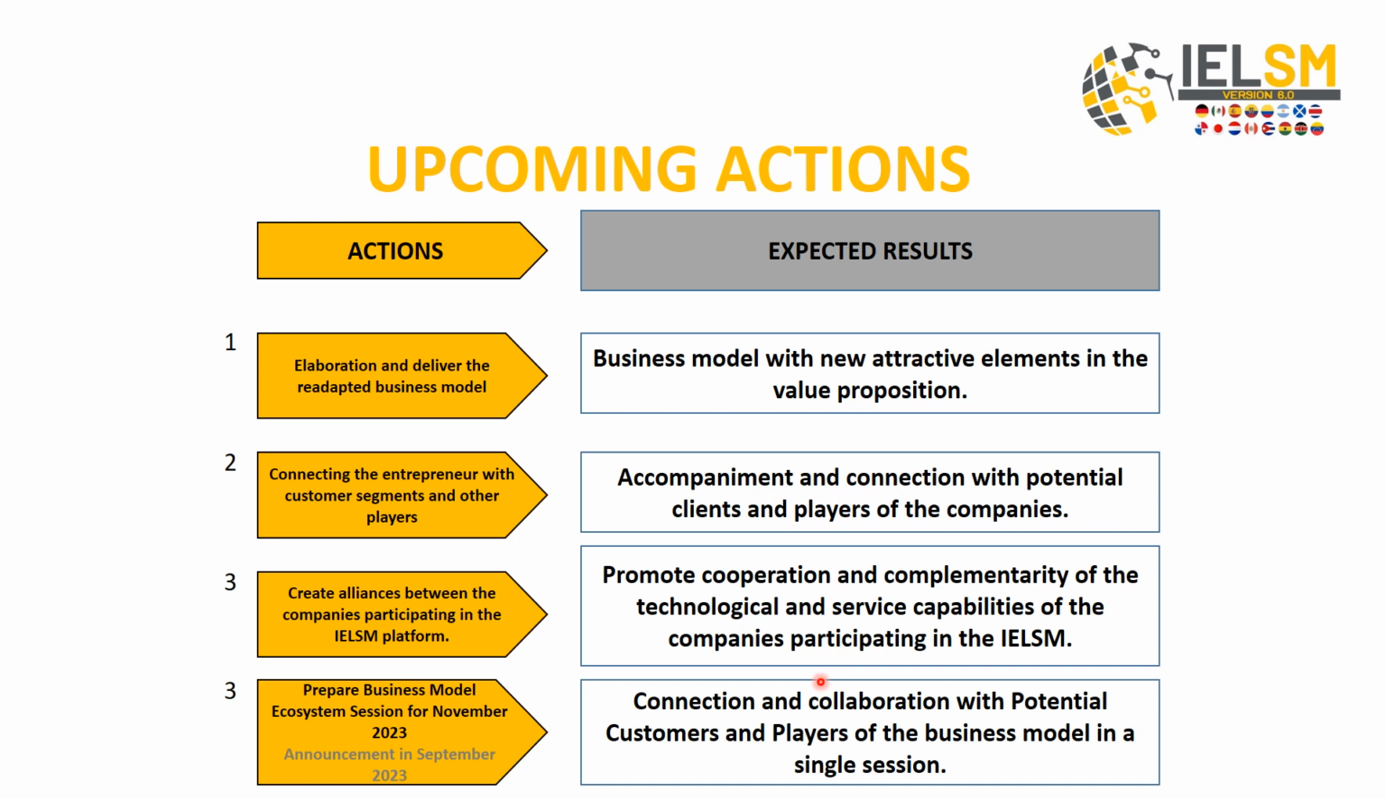The number 3 is to create alliances between the companies participating in the Ielsm's platform. I mean, we have a lot of companies in our digital platform. It is very important when the company presents the business model. We have other interesting companies in our digital platform. It is probable that the other companies participating in our digital platform also have interest in the business model of each specific company on the digital platform. And we made a similar Innova ecosystem within our digital platform.